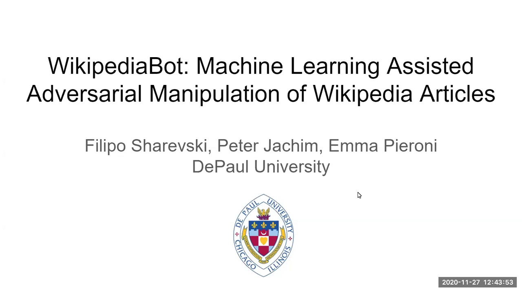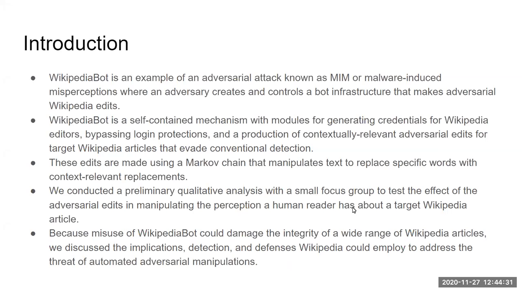So we're going to present today our paper, WikipediaBot, which is a machine learning assisted adversarial manipulation of Wikipedia articles that we developed and worked on for the last year or so, and comes as part of the larger work that our research team does within DePaul University and the Divergent Design Lab. So without further ado, I'll let Peter introduce you to the nuts and bolts of the Wikipedia bot, and then I'll take over towards the end to talk about the evaluation of it. So Peter, stage is yours.